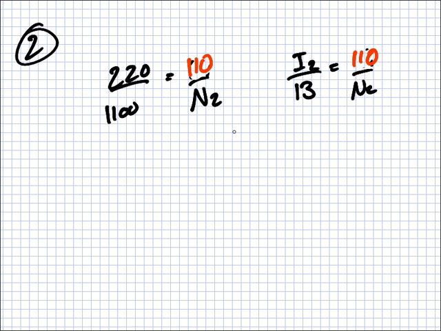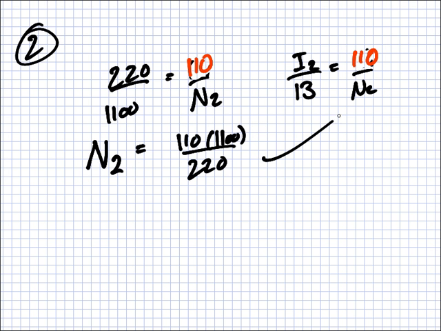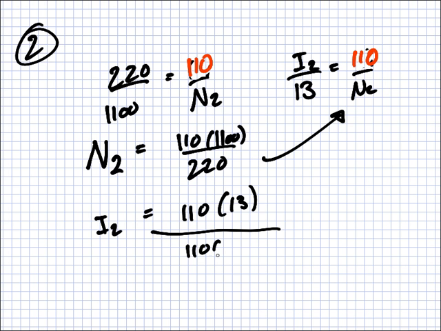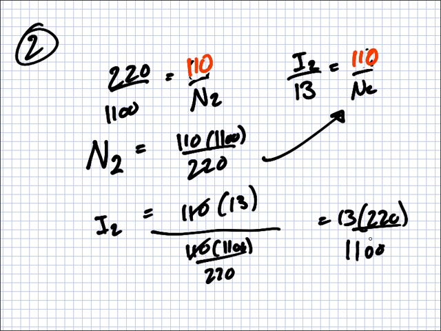What do I ask you for? What is the I2? Right, so first we have to get N2. So N2 will be 110 times 1100 over 220. And then you can sub that in here for N2. So you can get I2 is 110 times 13 over N2, which is 110 times 1100 over 220. So they cancel. So it's 13 times 220 over 1100. Right, so what's that when you're ready?